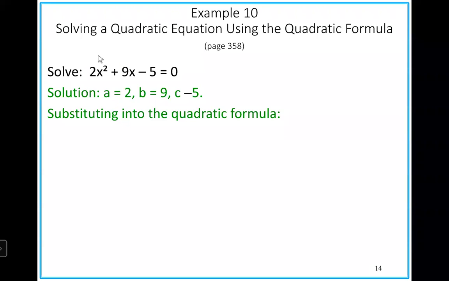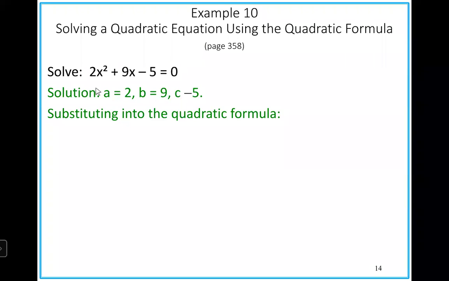Once the equation is expressed in this form, you can figure out what a is. a is the coefficient of x squared. So in this case, a is 2. b is the coefficient of x. In this case, it's 9. And c is the constant. That's the number without a variable. And in this case it is negative 5.